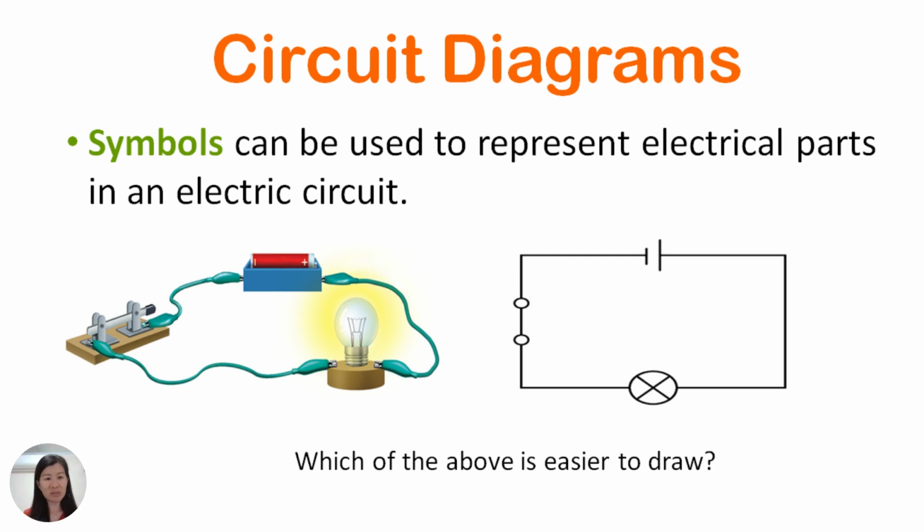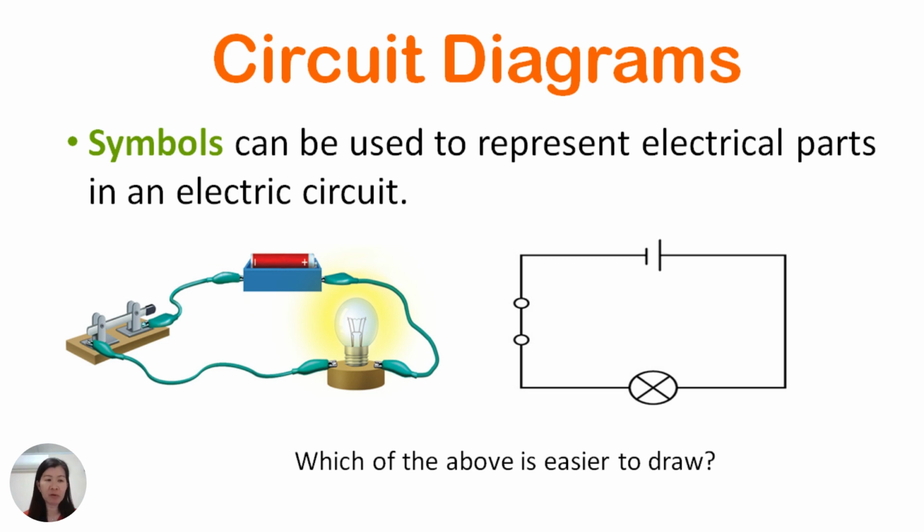Right, today we're going to learn a little bit about circuit diagrams. We have talked about how an electrical circuit must have different parts in order for the electric current to flow through. Now, if you look at this diagram here, the one on the left shows you the actual electrical circuit, which has the bulb, the battery, the switch, and the wires.